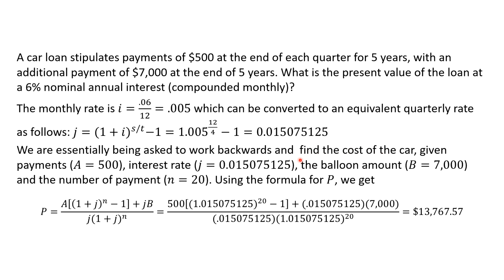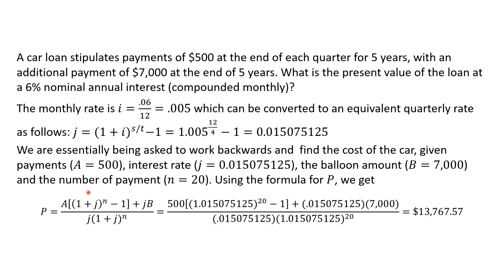So again, we're essentially being asked to work backwards. This was our formula for P, the initial amount of the loan. That's basically what we're being asked to find. Again, we're given A, it's our 500. We computed J, the interest rate per quarter, the balloon amount B, and the number of payments, 20, right? It was 5 years, and these payments are being made quarterly. So we have 20 payments.